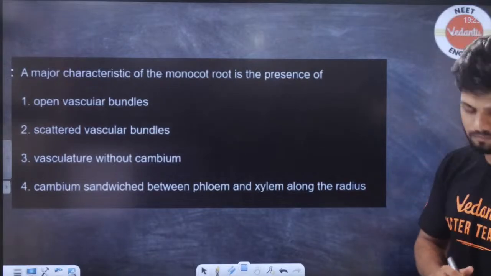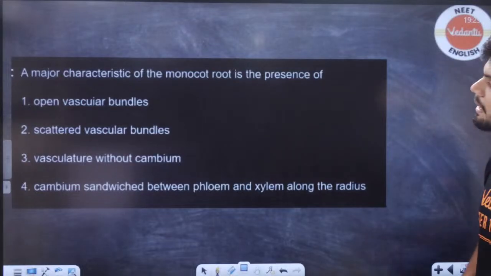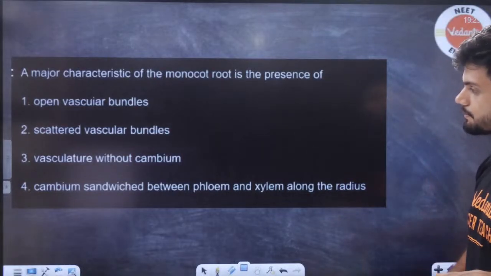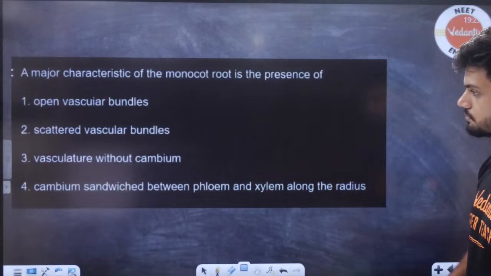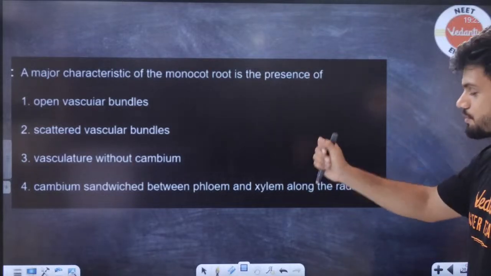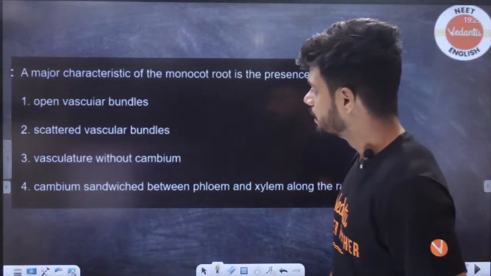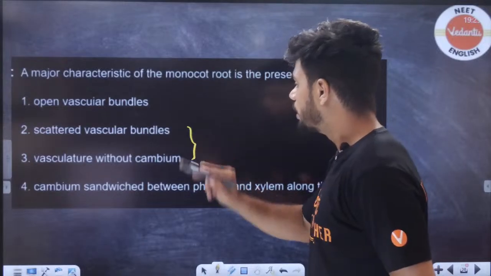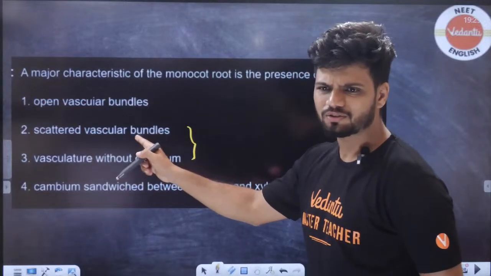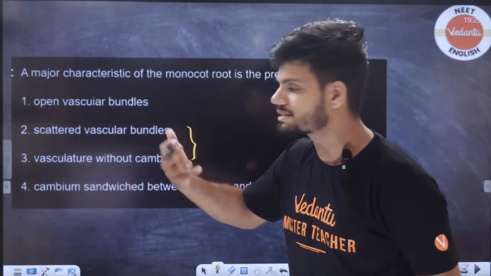Tell me the answer to this question now, all of you. The question is very simple. A major characteristic of monocot root is... Now this was a controversial question because, let me tell you, these two answers were controversial. Can you see, all of you? Scattered vascular bundles is technically correct to some extent, but the main thing you need to focus on here is the most probable answer.